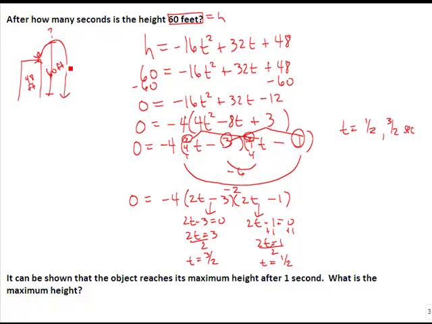So if we go back over here to our picture, it should make sense that we are getting two solutions, because after half a second we're going to hit 60 feet, and then on the way down we're going to hit 60 feet again. So we have half a second takes us to the first time we hit 60, and 3/2 of a second takes us to when we hit 60 feet the second time. So we hit it on the way up and then on the way down. So in this problem, our solution would be that we hit 60 feet at 1/2 and 3/2 of a second.